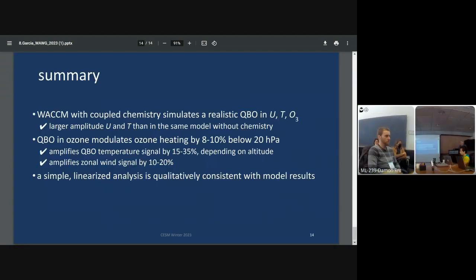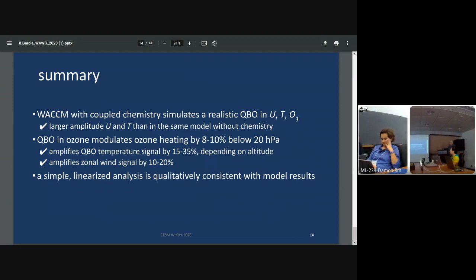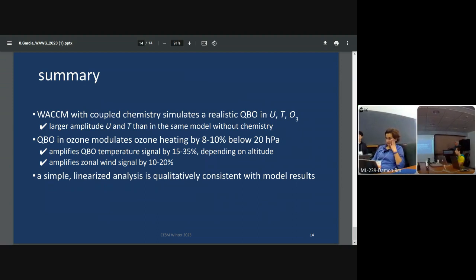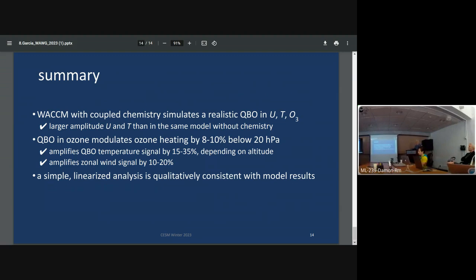In the interest of time, I will go to the summary. So what I have shown here is that when you use WACCM with coupled chemistry, you have a realistic QBO in all of the important parameters, and you have larger amplitudes than when you run exactly the same model but with an ozone field that does not change in time, except for a seasonal variation.